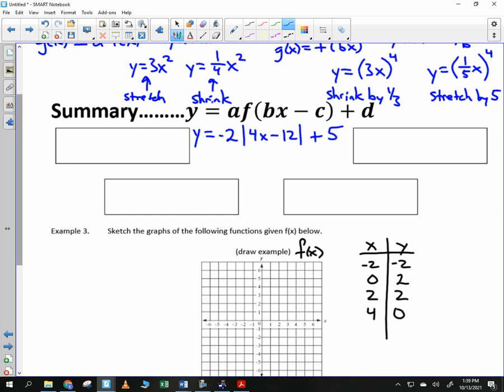I think it's easiest to talk about the function by looking at the outside parts first. I find the inside to be more confusing. Would you agree? So let's start with the easiest. What's this plus 5 going to do? Good. It's going to be a shift up 5 units. What's my other number that's on the outside? So what's the negative going to do? Good. The negative is going to be a vertical reflection.